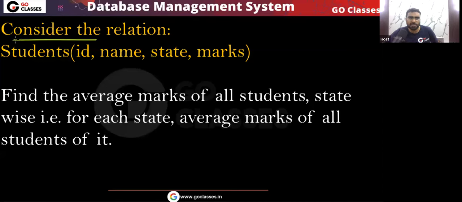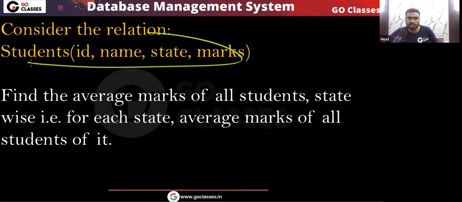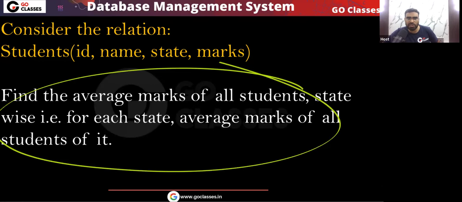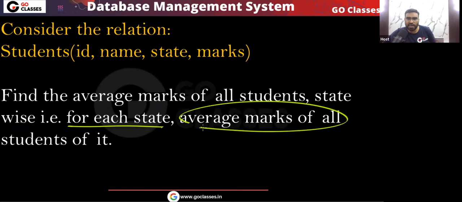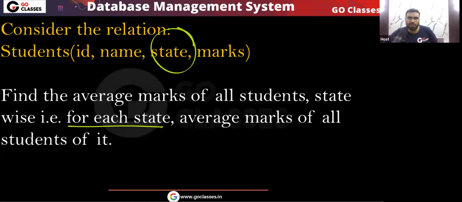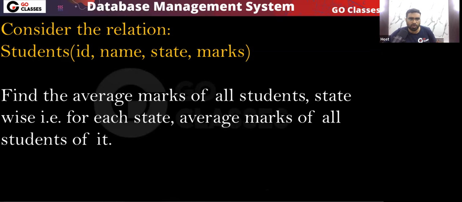For example, look at this. Consider the relation student ID, name, state, marks. This is the student table. Now, read this query and tell me what comes to your mind. Find the average marks of all students state wise. Means for each state, find the average marks. So tell me, you will create the group based on what? Yes, based on state, very simple.